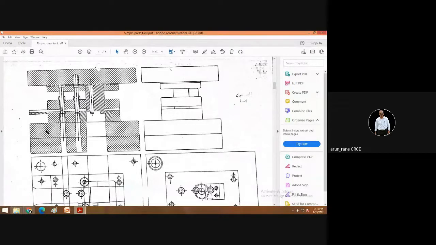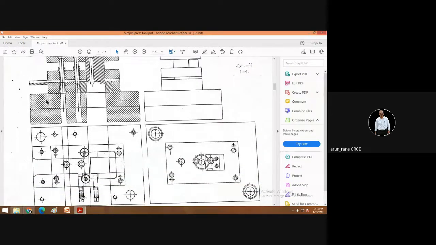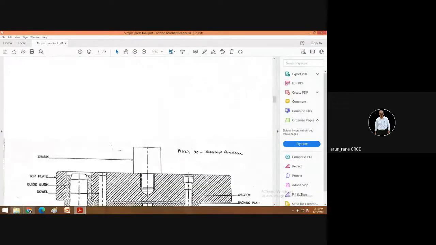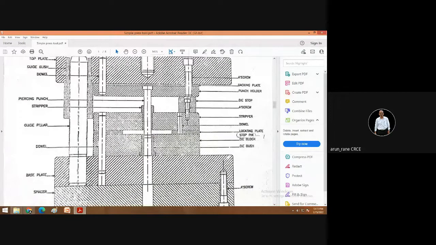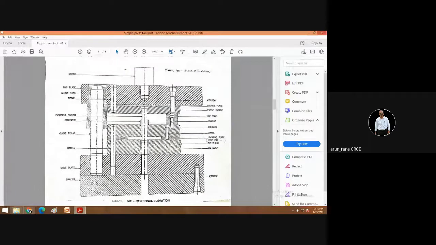This is piercing. ये पायलट है और ये ब्लैंकिंग है. पायलट एक्ट्स एज अ गाइड. यहाँ से स्ट्रिप आ रहा है, पहला पियर्सिंग होएगा, फिर आगे जाएगा, लोकेट होएगा होल, फिर और आगे जाएगा और फिर ब्लैंकिंग. This is the construction of a simple tool which I will explain. Have a look here.